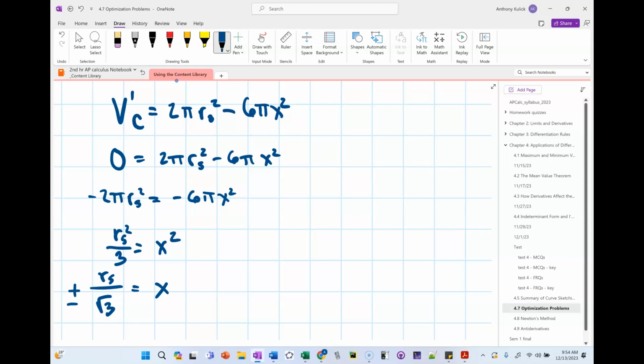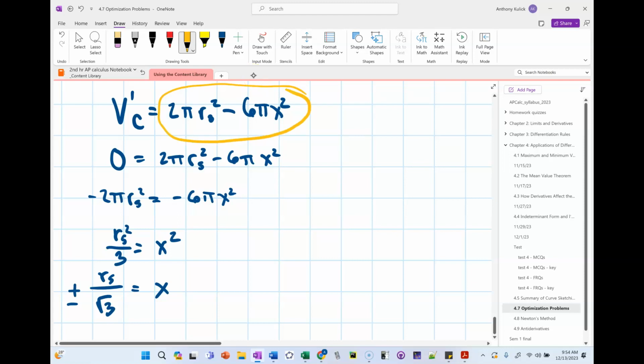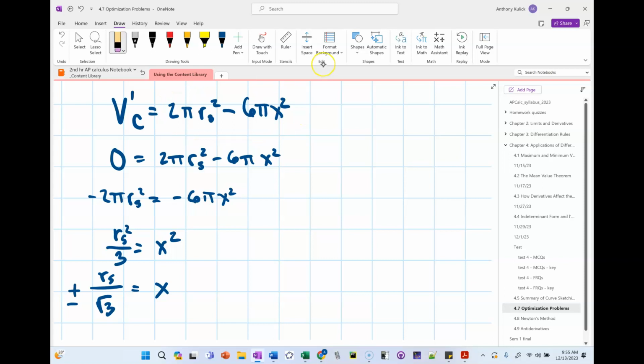Where the derivative fails to exist, right? So let's go back and look at our derivative here. What type of function is this? Braden's correct. It's a polynomial because it's a constant minus a constant times x squared. That exists everywhere. So the domain is all real numbers. I don't have to worry about that.